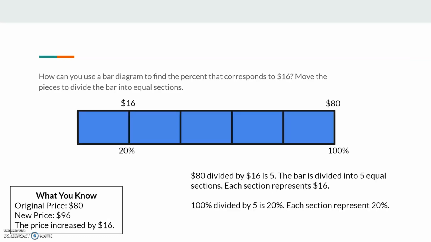So you need to move these boxes to put 5 on your timeline. So how can you use a bar diagram to find the percent? Well, we divided it into even pieces. I have it labeled that 100% of the bar was $80. 16 is 20%.